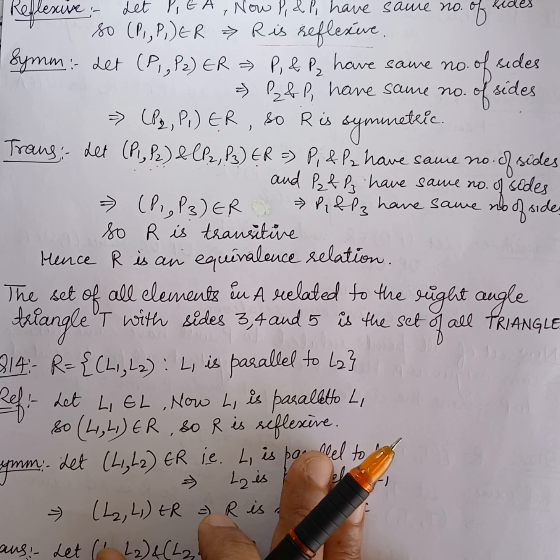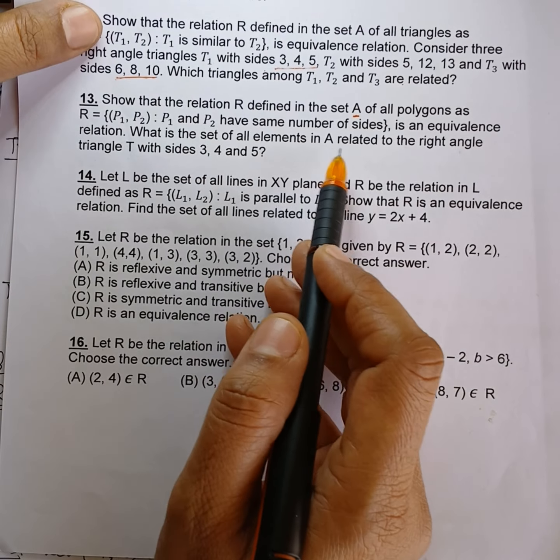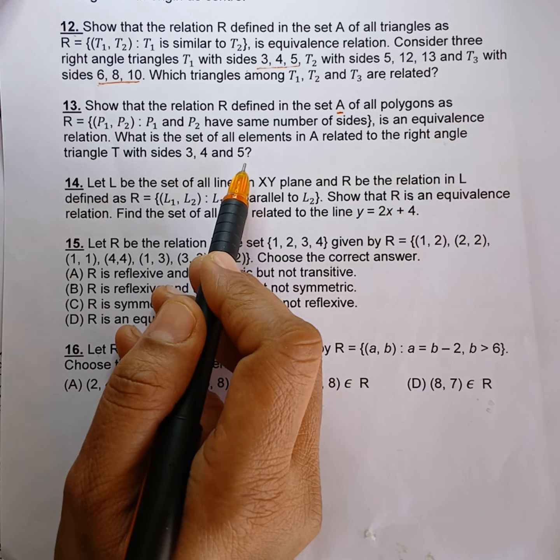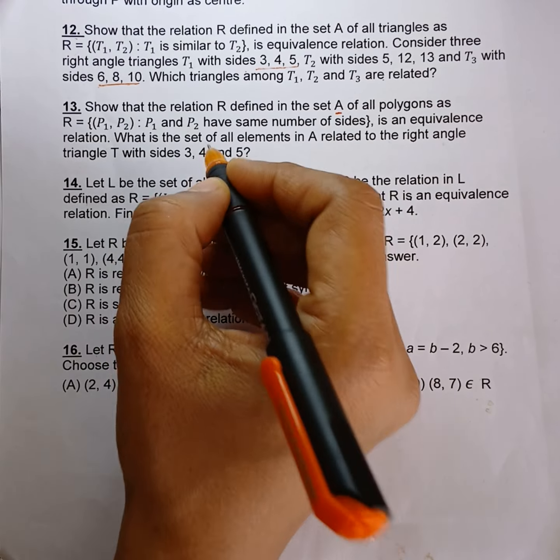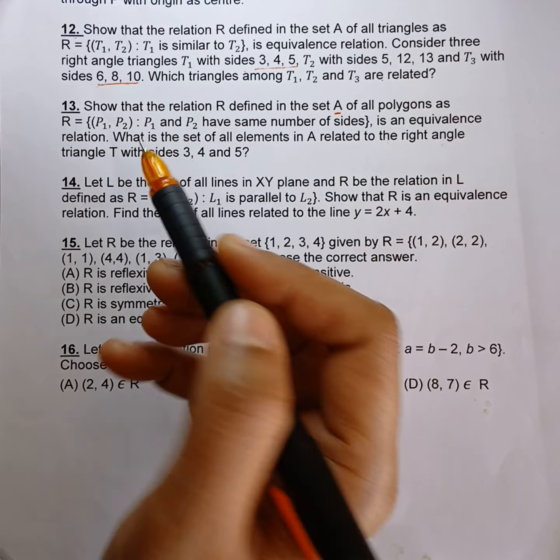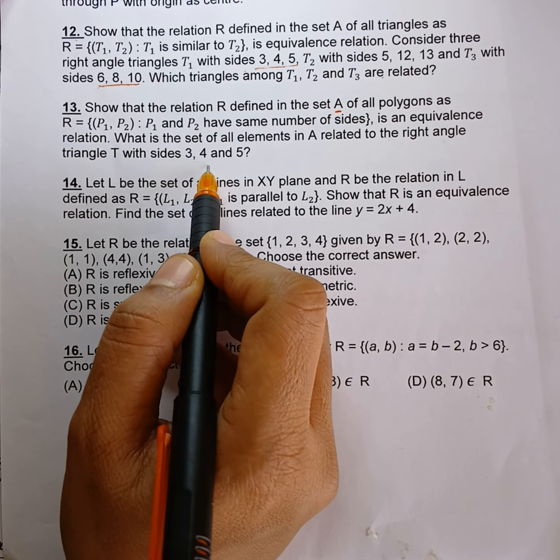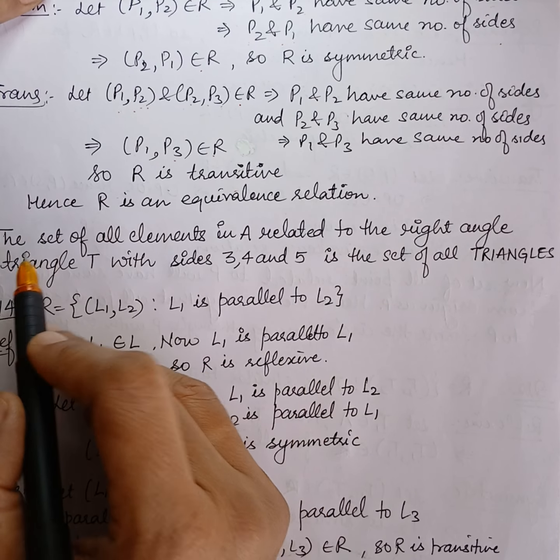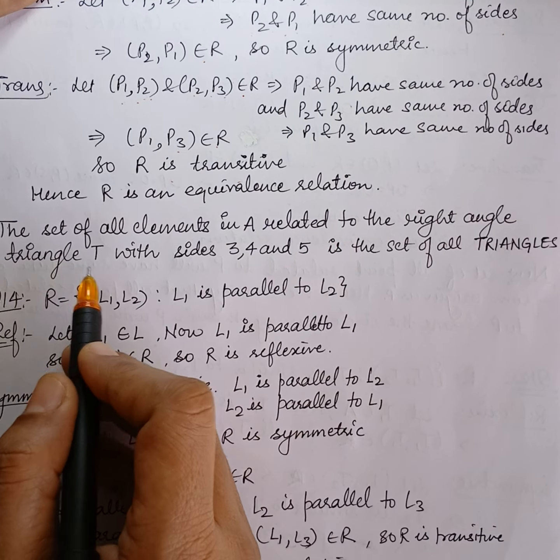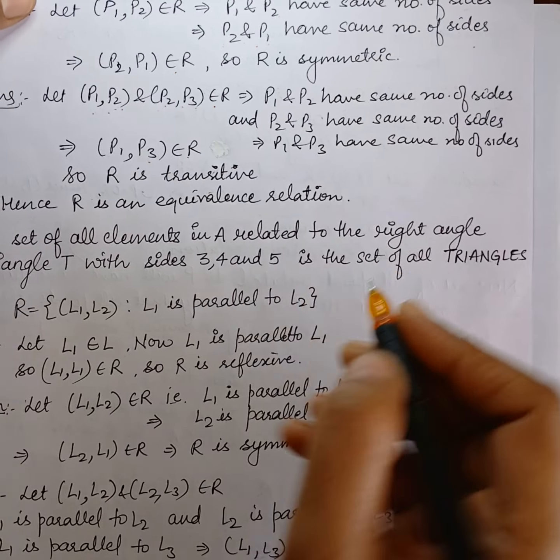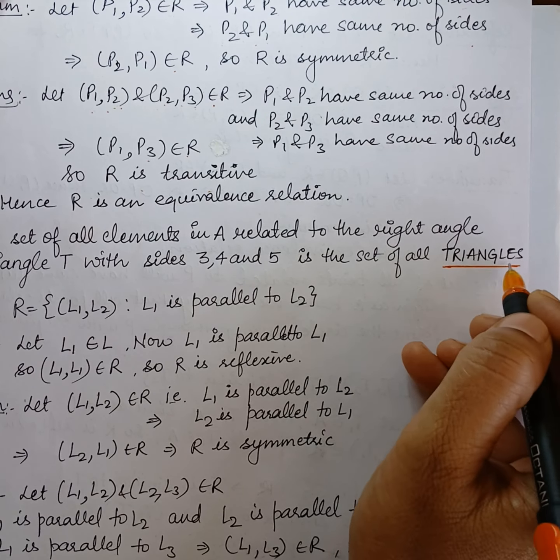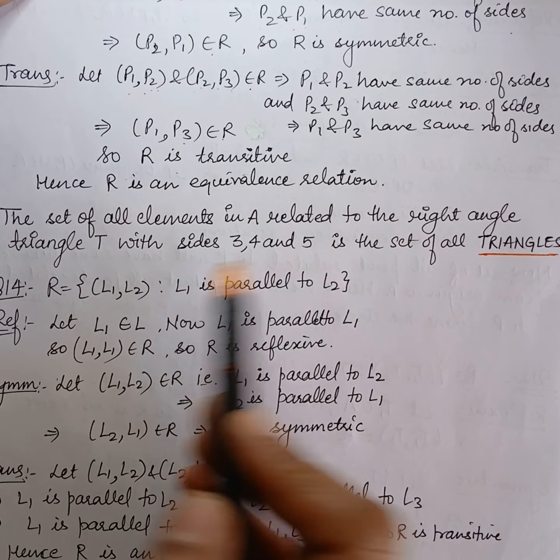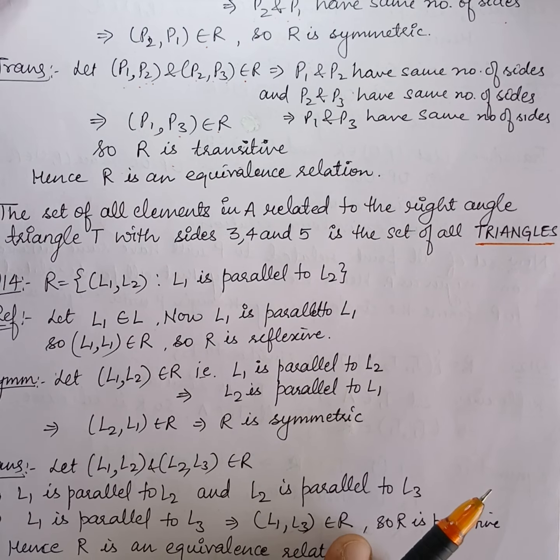Now what else are they asking in the end? What is the set of all elements in A related to the right angle triangle T with sides 3, 4, 5? So this is very easy, as this is a triangle. So which type of polygon will have the same number of sides as a triangle? The set of all triangles will have the same number of sides as T. So the set of all elements in A related to the right angle triangle T with sides 3, 4, 5 is the set of all triangles, because all triangles have 3 sides. So we can write that this required set is the set of all triangles.